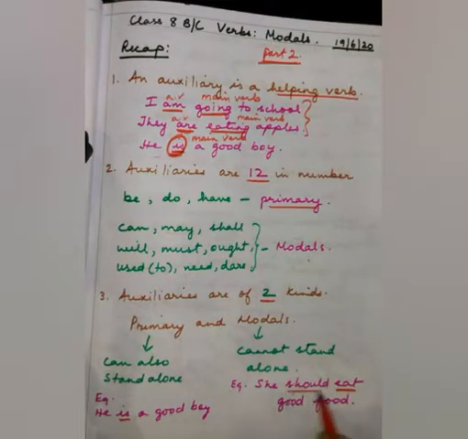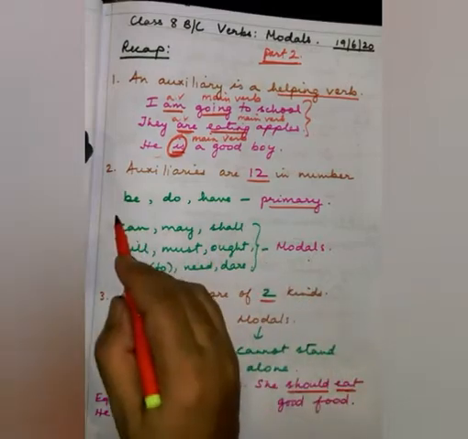She should eat good food. She should eat good food. So I cannot say she should good food. I have to put eat. Without eat, this sentence will be meaningless. So your should will go to waste.